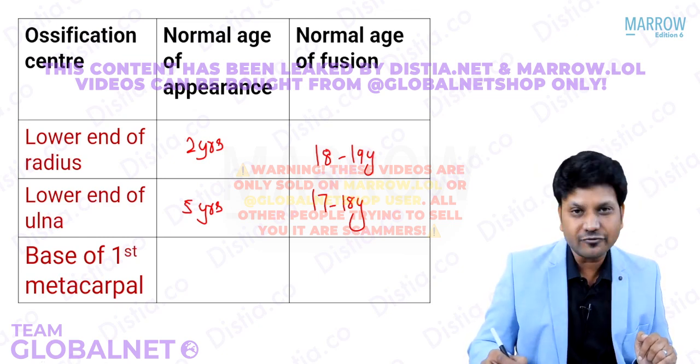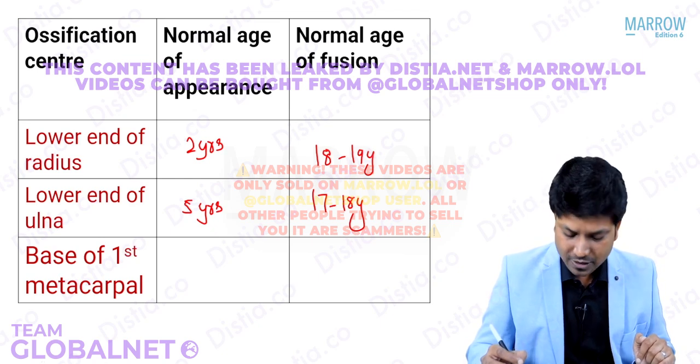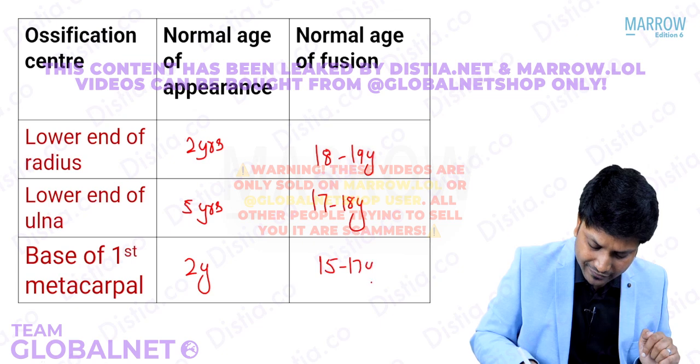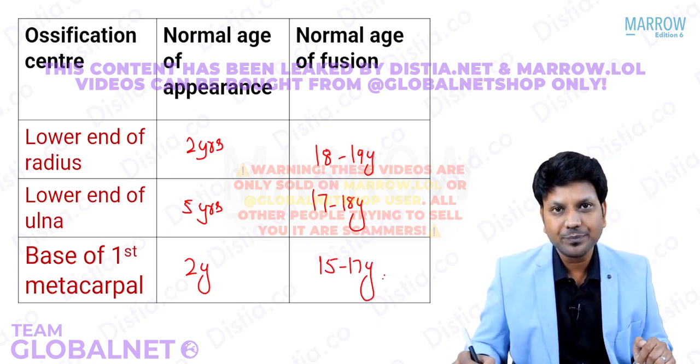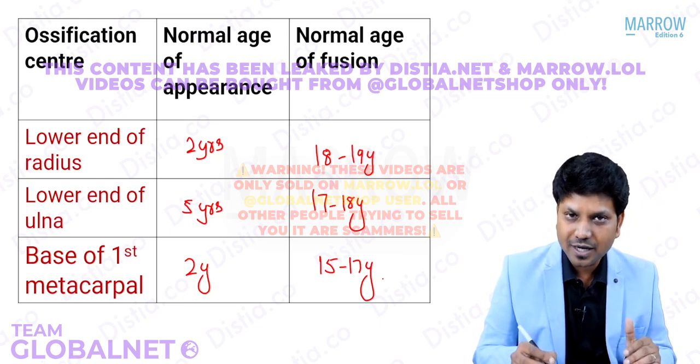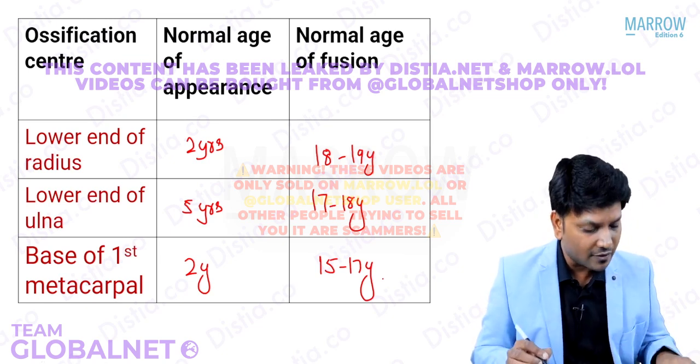Now you can see base of first metacarpal, right? It appears around 2 years, it fuses around 15 to 17 years, right? So we have learned all the 8 carpal bones. We have learned the base of first metacarpal. We have learned about the lower end of radius and ulna.